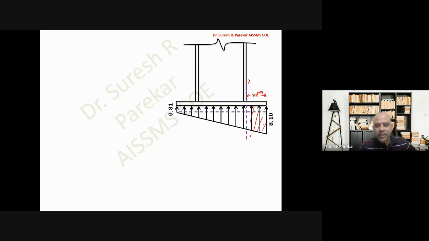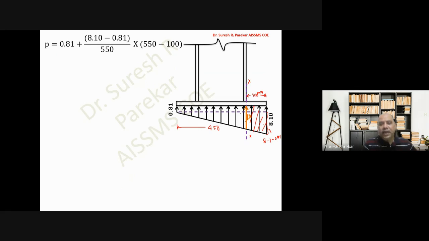So we have this as P, and then P we can find it. So we are going to make it as a rectangle and triangle. So we have 0.81, and then we will find this value. This value we will get it as 8.1 minus 0.81, and then divided by this total we have 550, and then we are going to multiply it by 450, because we have this distance as 450, and from this we are going to get value of P, and that we are going to get it as 6.77 Newton per mm square. Now step 3, we have thickness of the base plate.